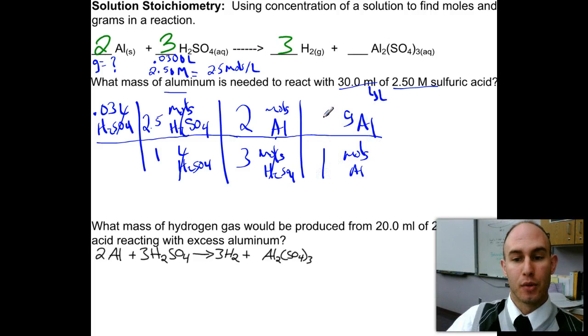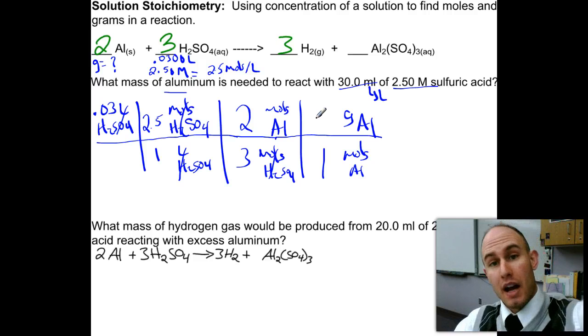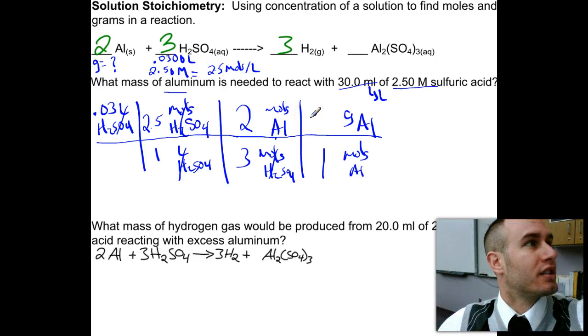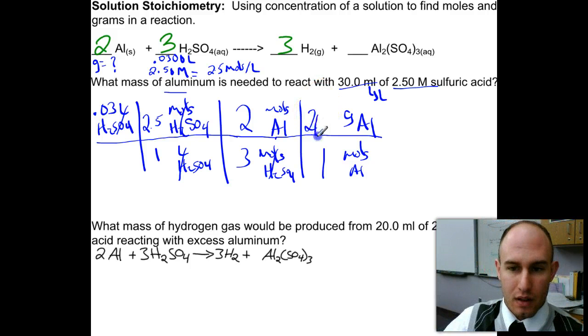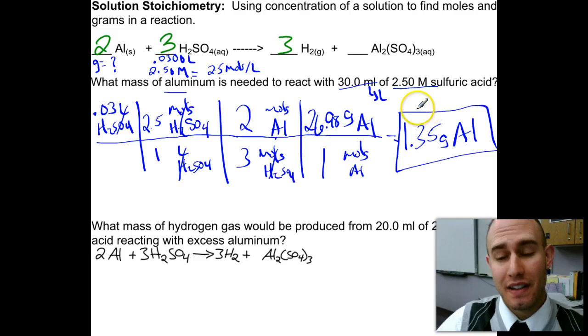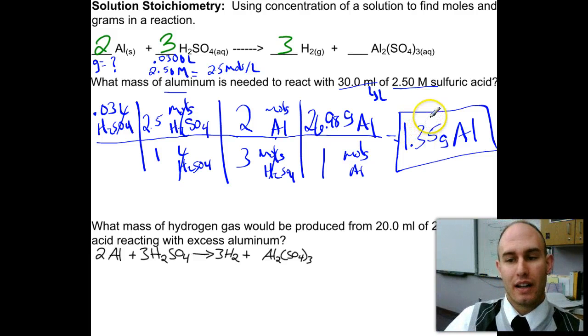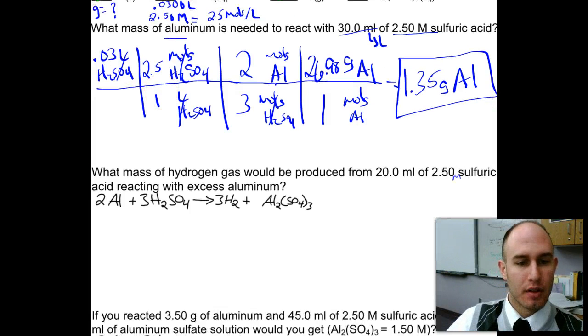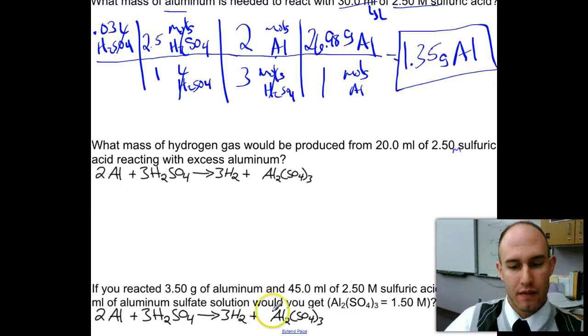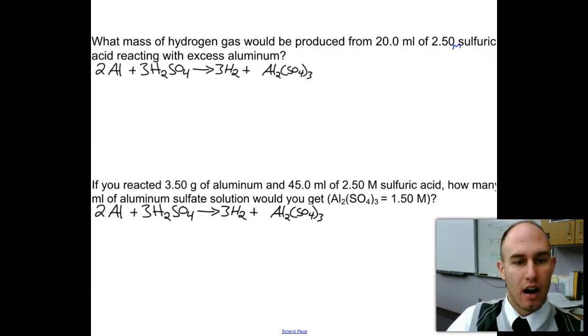In 1 mole, I'm going to find the molar mass of aluminum on my handy-dandy periodic table, which is 26.98. Now all I need to do is type it in my calculator and solve the problem. Typing this in and calculating, we end up with 1.35 grams of aluminum as the mass needed to react with that much sulfuric acid. Let's do one more example problem for solution stoichiometry so we really have a good grasp and understanding of this.